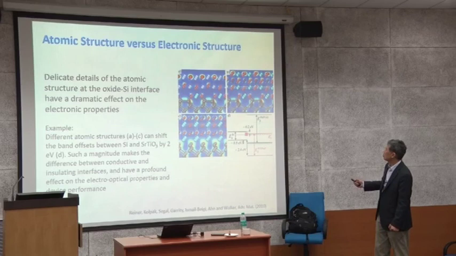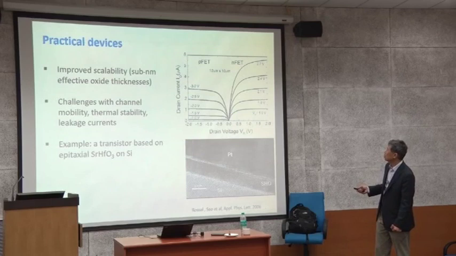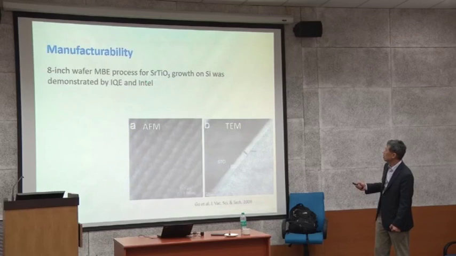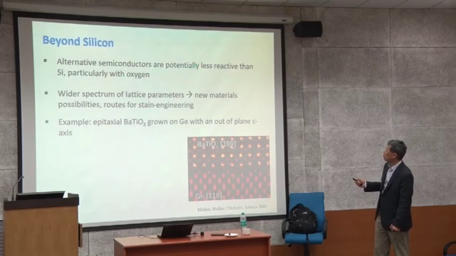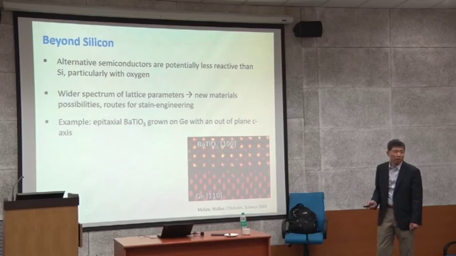So a lot of practical devices use this. There are device challenges here, but I think I'm going to talk about going beyond silicon. A semiconductor potentially less reactive than silicon with oxygen, but you can use the same approach with germanium and other materials. Barium titanate can be grown on germanium, and you can see that too. Germanium has a diamond structure, and you can grow the titanate on top here.